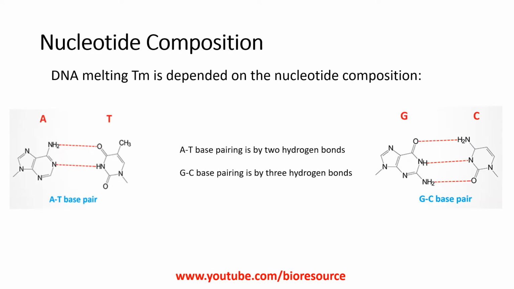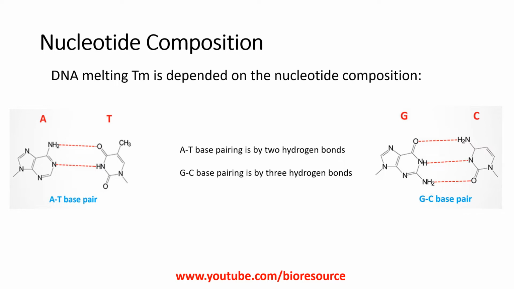The nucleotide composition. We all know that DNA melting is dependent on the nucleotide composition, and the DNA is made up of A, T, G and C nucleotides. A always pairs with T, and G always pairs with C generally. The AT base pairing is by 2 hydrogen bonds, and GC base pairing is by 3 hydrogen bonds.